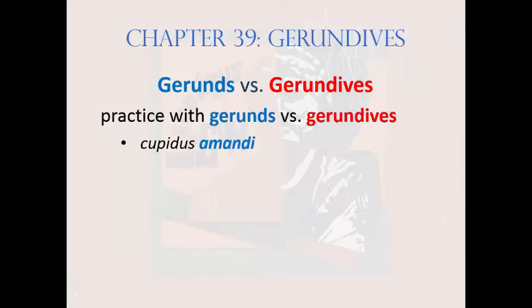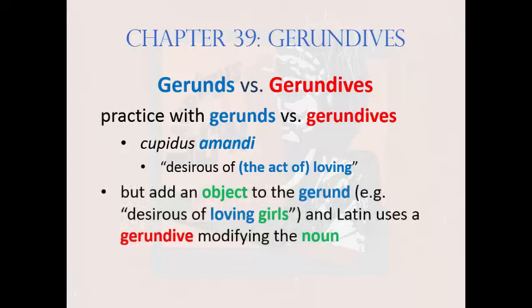Cupidus amandi means "desirous of loving," the act of loving. Cupidus, meaning desirous, is in the vocabulary for this chapter, which we'll discuss later. This adjective takes a genitive after it, like amandi, a gerund in the genitive case. It has no object, so there's no problem. But add an object, and Latin can't use the gerund anymore. Say you want to say, "desirous of loving girls." Now, "loving" can't be a gerund in Latin.